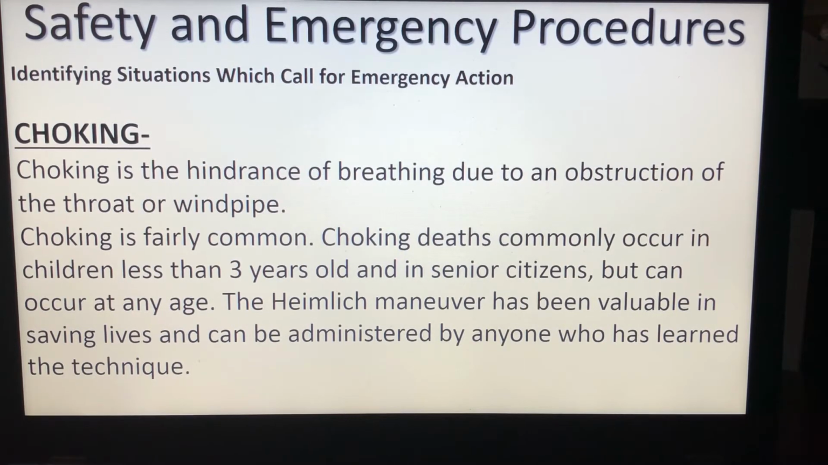Another safety emergency situation that could occur would be choking. And this is more likely for someone who is a paid feeding assistant, if someone starts choking. Choking is the hindrance of breathing due to an obstruction of the throat or the windpipe. It's actually fairly common. Choking deaths commonly occur in children less than 3 and in senior citizens, but they can occur at any age. The Heimlich maneuver has been valuable in saving lives and can be administered by anyone who has learned the technique. So we're going to talk about that technique now.